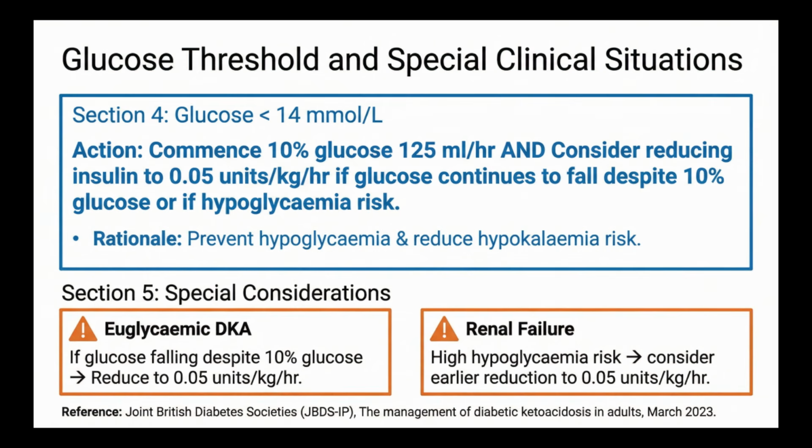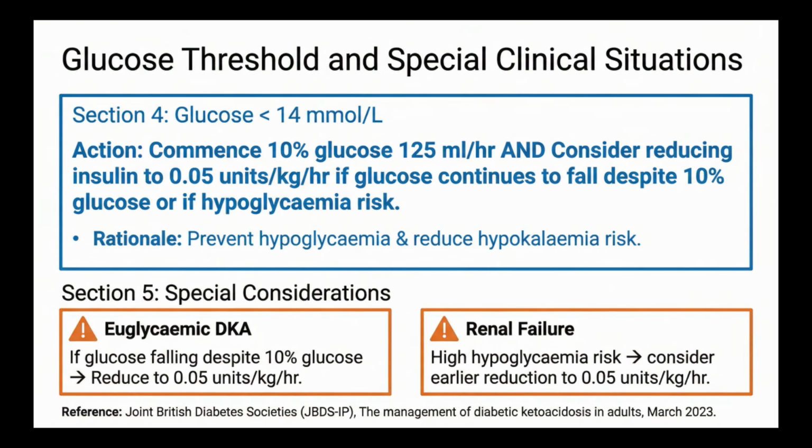We now reach a key treatment threshold in DKA management. When the plasma glucose falls below 14 millimoles per liter, you must add glucose, not stop insulin. Start 10% glucose at 125 milliliters per hour. At the same time, consider reducing the insulin infusion to 0.05 units per kilogram per hour if the glucose continues to fall despite glucose replacement, or if there is a risk of hypoglycemia.